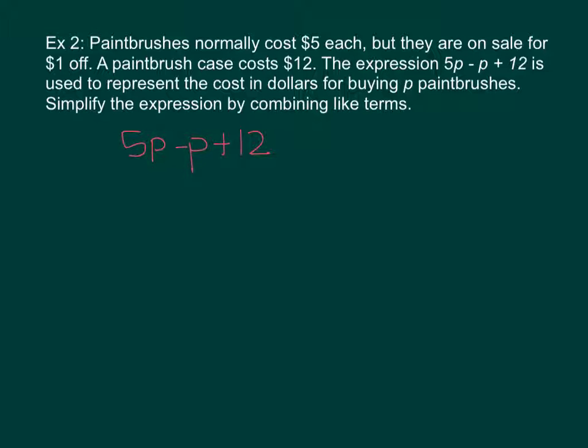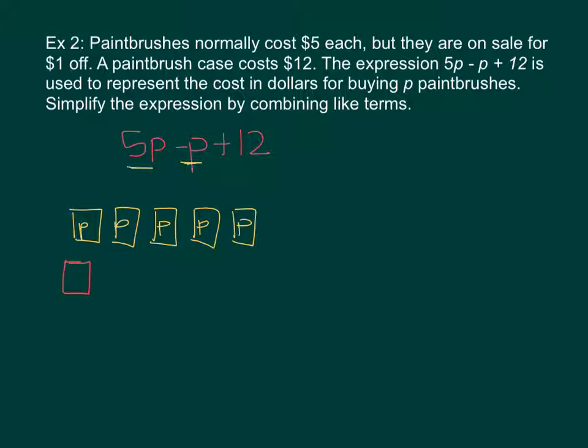like or similar? Hopefully you're starting to notice, well, Mrs. Twisdale, 5p and p are alike. I could combine those and make this more simple. Let's draw it out. Here's 1, 2, 3, 4, 5p. I'll draw a little p in there. There we go. And if I subtract one of those, it leaves me with how many here? Hopefully that subtraction is not too difficult for you, and you'll notice that there are 4p left over.